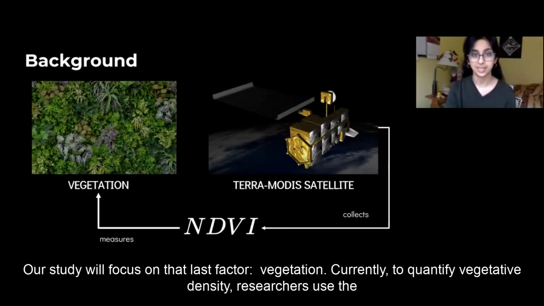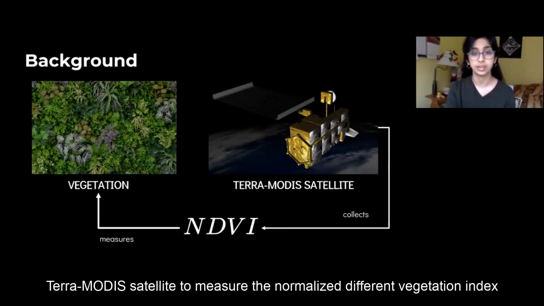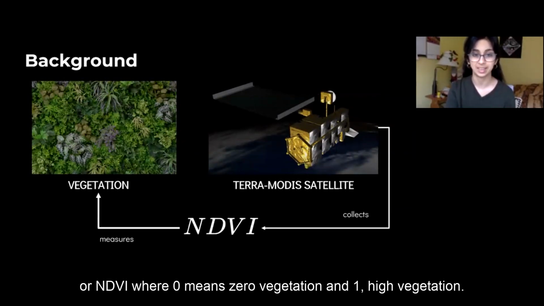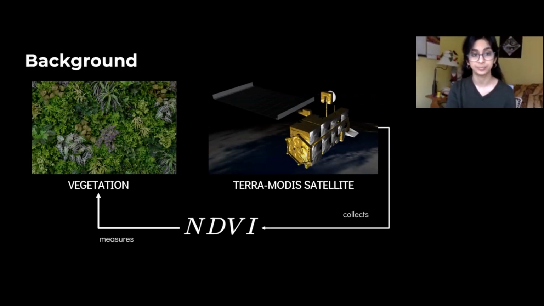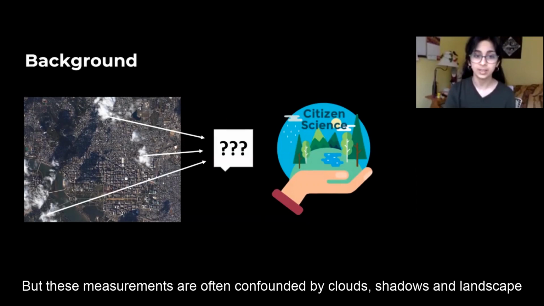Currently, to quantify vegetative density, researchers use a Terra MODIS satellite to measure the Normalized Difference Vegetation Index, or NDVI, where 0 means zero vegetation and 1, high vegetation. But these measurements are often confounded by clouds, shadows, and landscape changes.